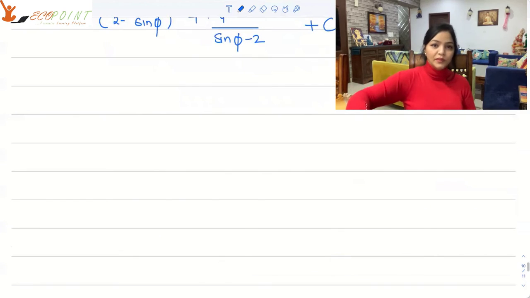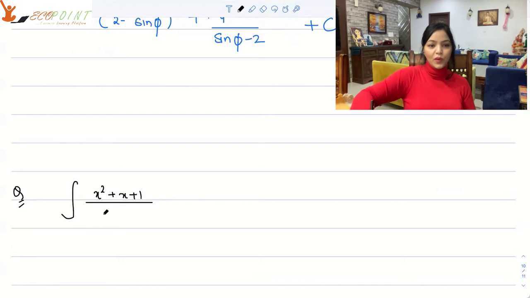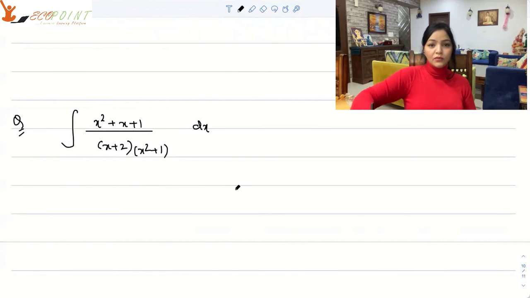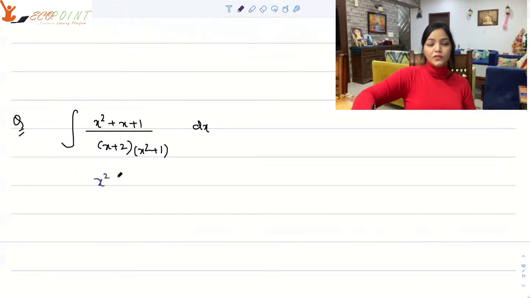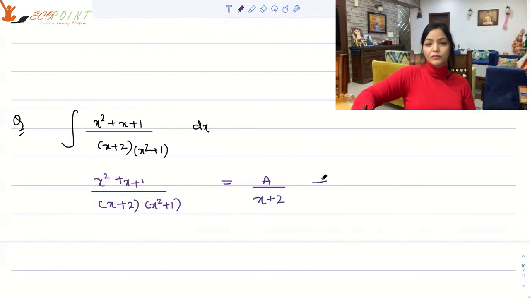Now I'll give you another example for partial fractions, which is as follows. Another question wherein I'm taking a polynomial in the numerator. So let's take the integral of x squared plus x plus 1 upon x plus 2 times x squared plus 1 dx. Remember, I've given you the generalized form of what you can break it up as. So this kind of fraction can be broken up as a upon x plus 2 plus bx plus c upon x squared plus 1.